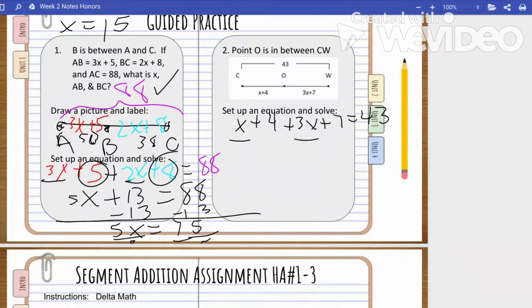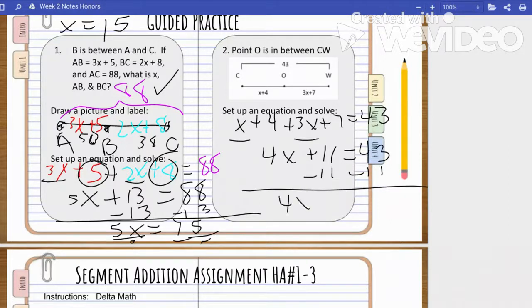Combine your like terms. You get 4x plus 11, equals 43. Subtract 11 from both sides. 4x equals 32. Divide both sides by 4. And you get x equals 8. How do I check my answer?